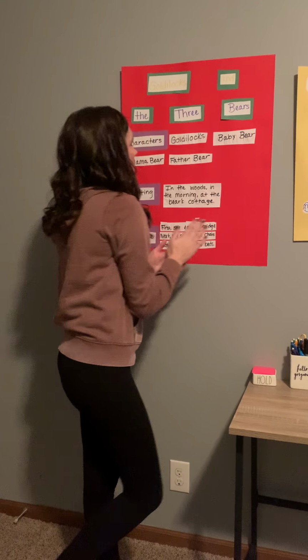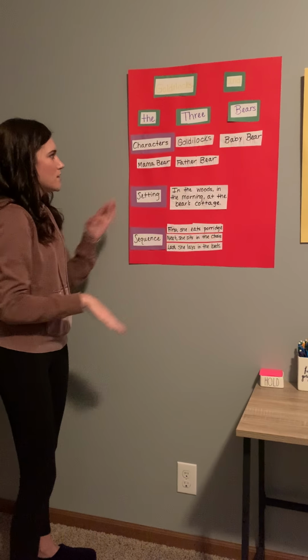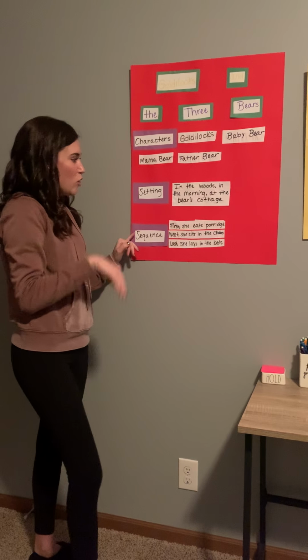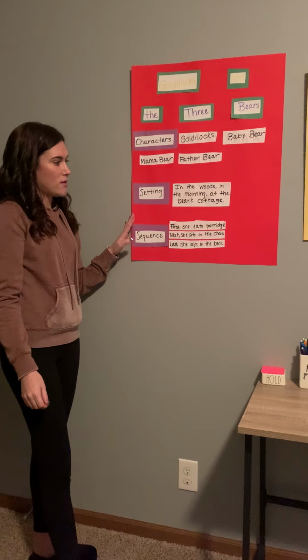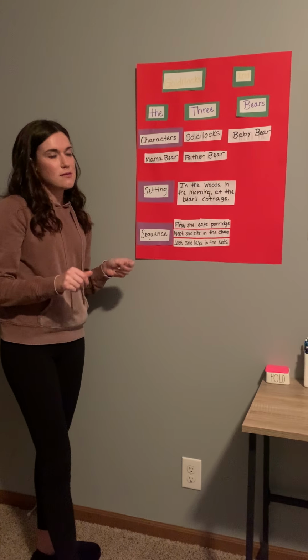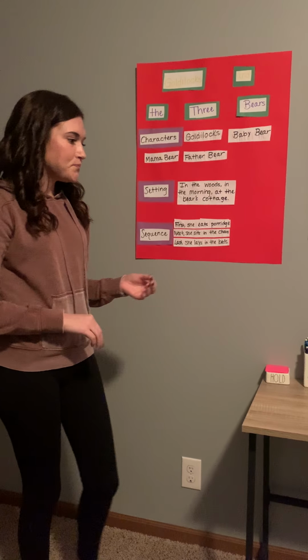This is what you call a story mapping chart to discuss the characters, the setting, and the sequence. And like I said, tomorrow we will talk more about the characters and why they're your favorite. And later on this week, we have an art project and some puppets of retelling the story.